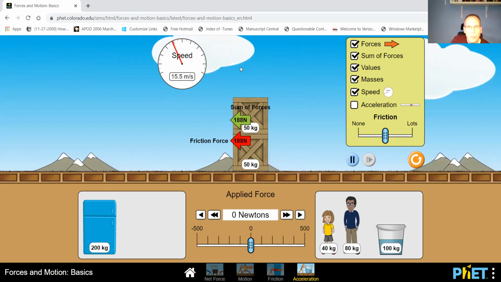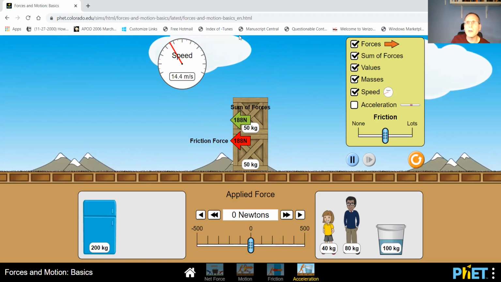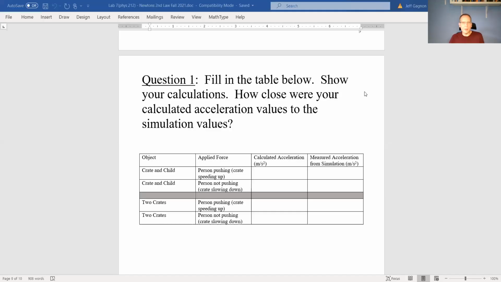So let me go back again one last time to the lab handout. Okay, so again, you're gonna calculate the acceleration when the person pushing the crate is speeding up. This is for the first part, where it was a crate and the child on top. And then you're going to record the measured value of the acceleration. You're going to calculate the acceleration when the person no longer is pushing, when they let go. So calculate the acceleration and then record the measured acceleration. They should be close. You don't have to compare these using a percent error or anything, but they should be close.